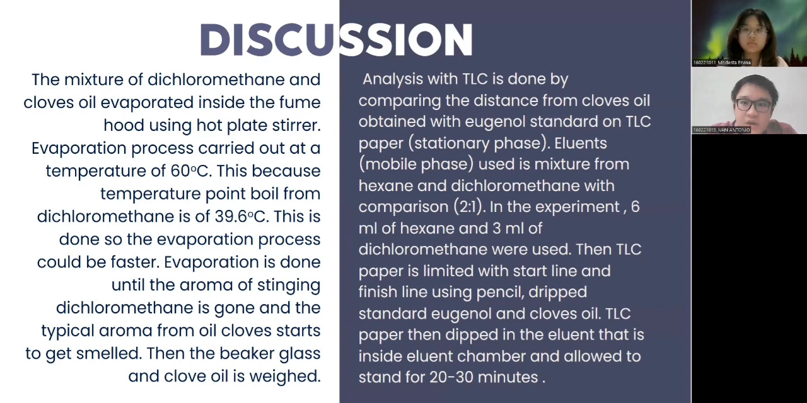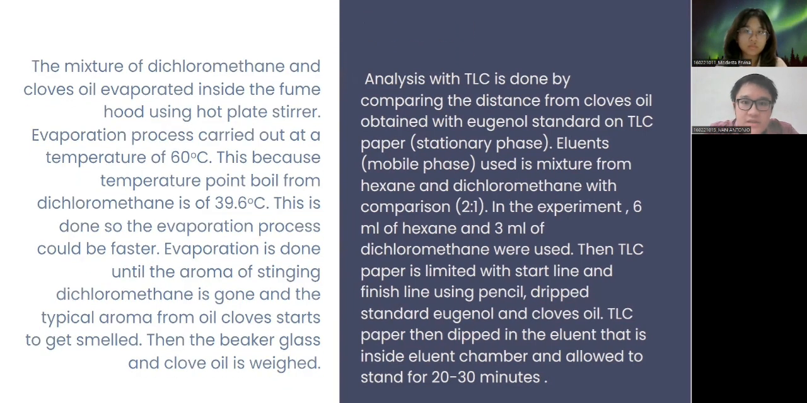Analysis with TLC is done by comparing the distance traveled by the clove oil obtained with the eugenol standard on the TLC plate. The eluent used is a mixture of hexane and dichloromethane with a ratio of 2 to 1. In the experiment, 6 milliliters of hexane and 3 milliliters of dichloromethane were used. Then the TLC paper is marked with a start line and a finish line, and the standard eugenol and clove oil were dripped on the TLC. The TLC paper is then dipped into the eluent inside the chamber and allowed to stand there for 20 to 30 minutes.